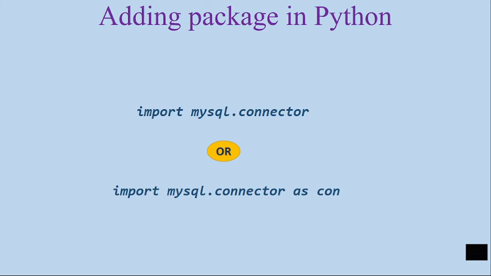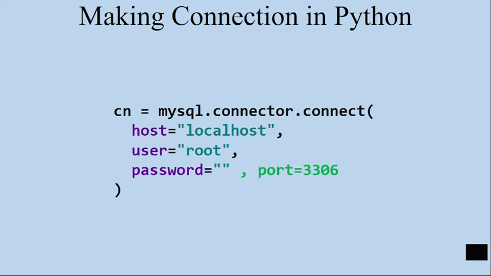Now, to work with the data, the package which we have installed, we have to import in our program. For that we have to use import mysql.connector, or you can use import mysql.connector as con. You can give an alias name. Otherwise, in the whole program we have to use mysql.connector whenever we want to access member variables or member functions from this package. Instead of that, we can give an alias name also. Then after importing it, the next line of the code is making the connection.